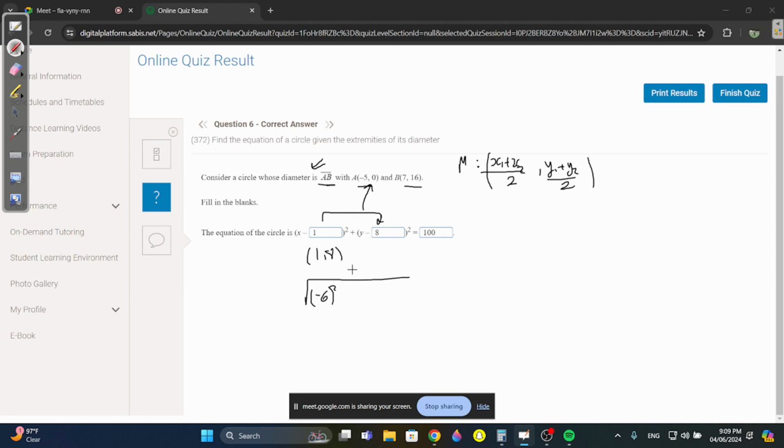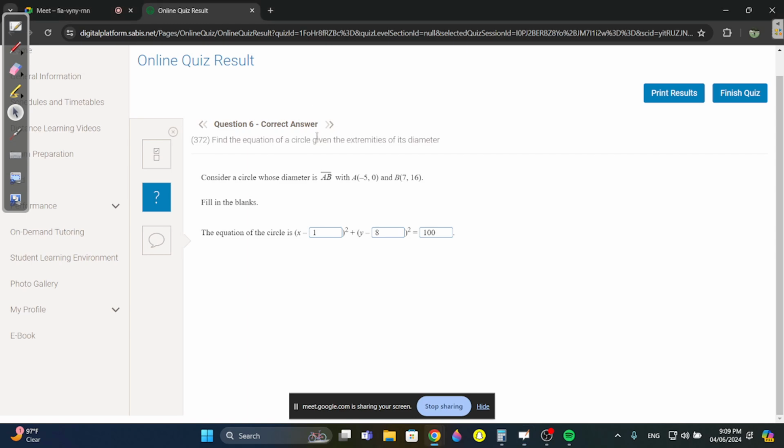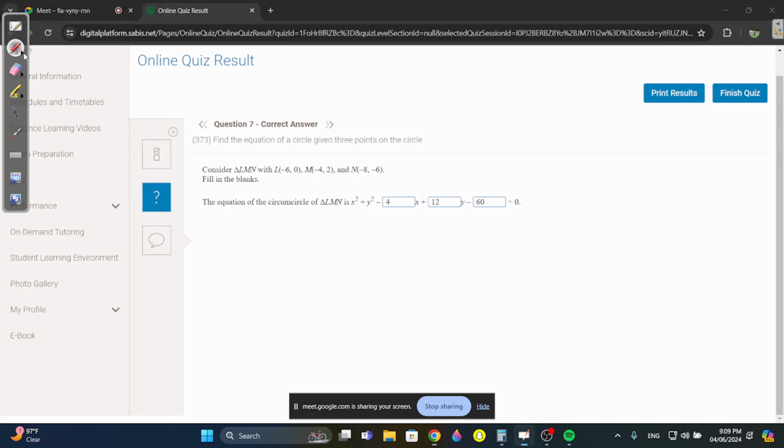0 minus 8 squared. X2 minus x1, y2 minus y1. Okay, you're going to get radical 100, and it's 10. So the radius is 10, and you always know that you write it as r squared. So it's going to be 100. 10 squared is 100.